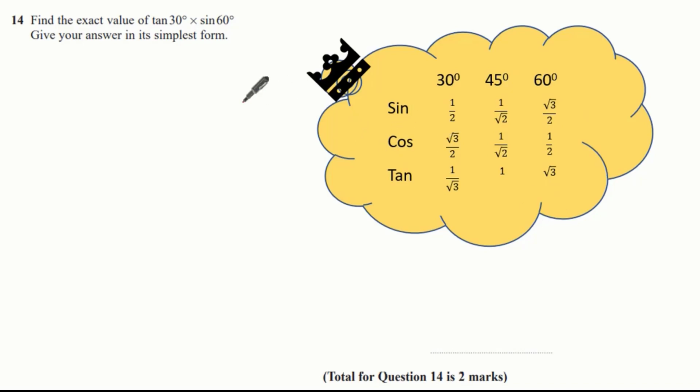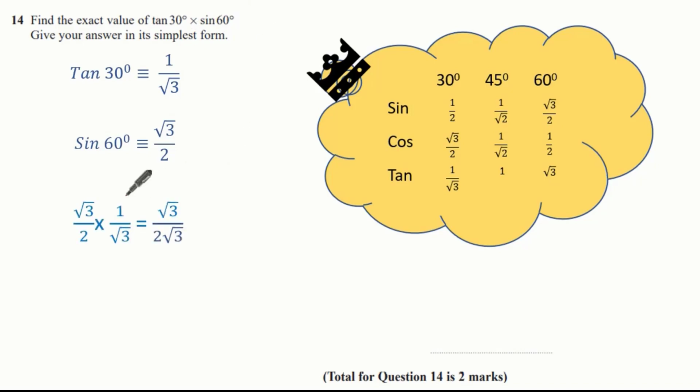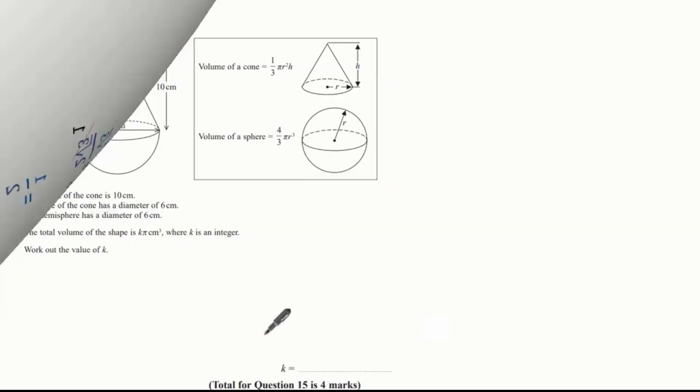So let's have a look at this question. Well, we know tan 30 is equivalent to 1 over root 3, and we know sin 60 is equivalent to root 3 over 2. So working out tan 30 multiplied by sin 60 is simply root 3 over 2 multiplied by 1 over root 3. This gives me root 3 over 2 root 3. Now, because you can see we have root 3 in the numerator and a root 3 in the denominator, we can cancel down. So this gives me a nice fraction of 1/2. So therefore, my answer is 1/2.